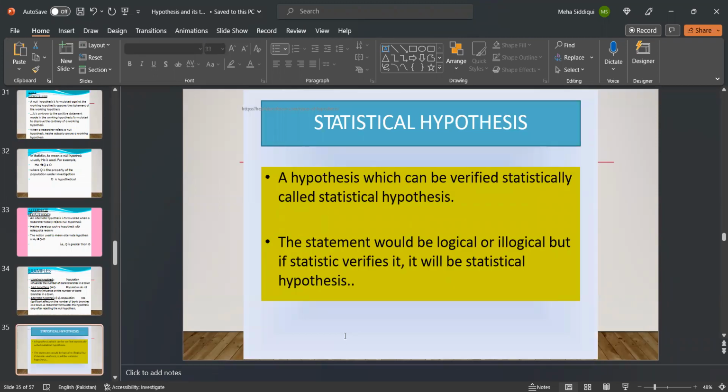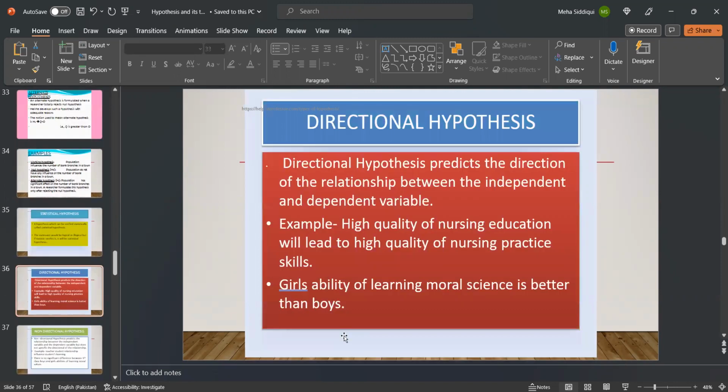Statistical hypothesis. It is a hypothesis which can be verified statistically. The statement would be logical or illogical, but if statistic verifies it, it will be statistical hypothesis. Then alternative hypotheses are further divided into two types, directional and non-directional.